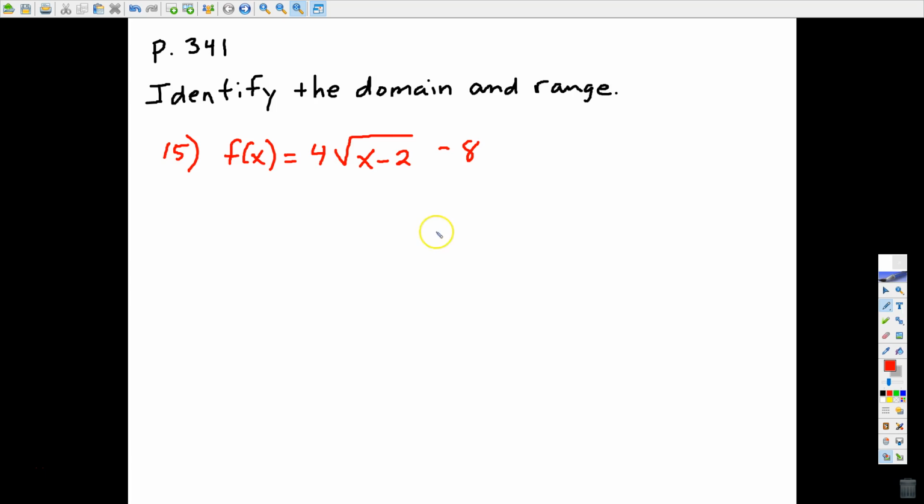This first one is out of that first block of problems where you're supposed to identify the domain and range of this square root function. So let's start with the domain.